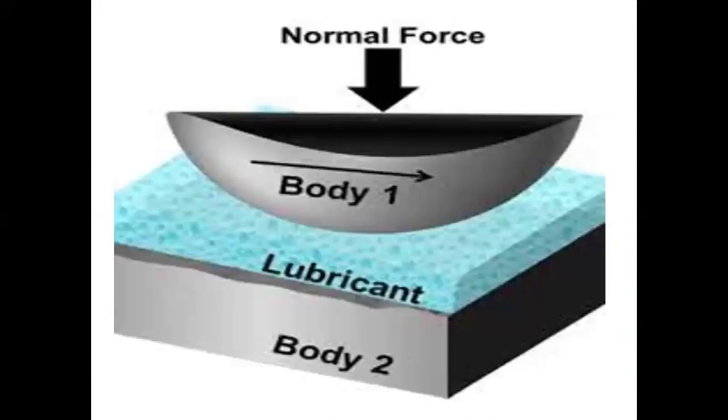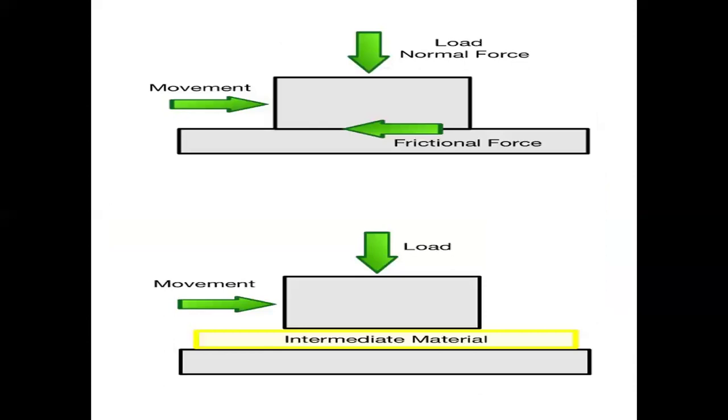So this is how we illustrate lubrication. You have here the normal force on body 1, and we have a body 2 that will receive the impact, and we apply lubrication to smoothen the process and also to avoid damage in our system. From this diagram, we can see the importance of the use of lubrication.